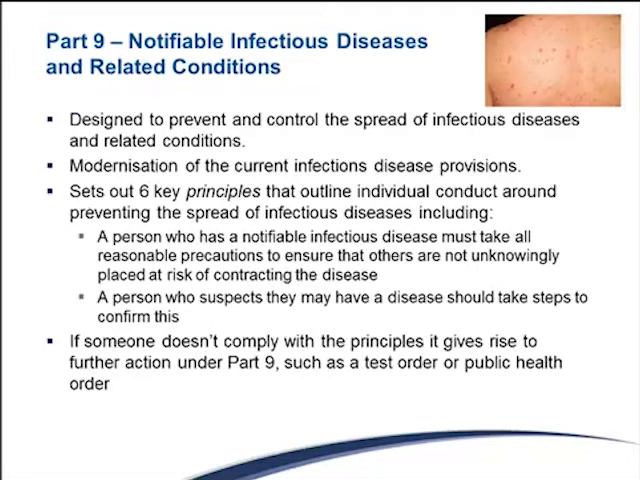Part 9, Notifiable infectious diseases and related conditions, is designed to prevent and control the spread of infectious diseases and related conditions. It is a modernisation of the current infectious disease provisions. It sets out 6 key principles that outline individual conduct around preventing the spread of infectious diseases, including: a person who has a notifiable infectious disease must take all reasonable precautions to ensure that others are not unknowingly placed at risk of contracting the disease. A person who suspects they may have a disease should take steps to confirm this.